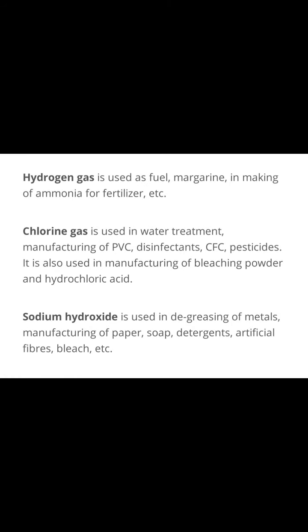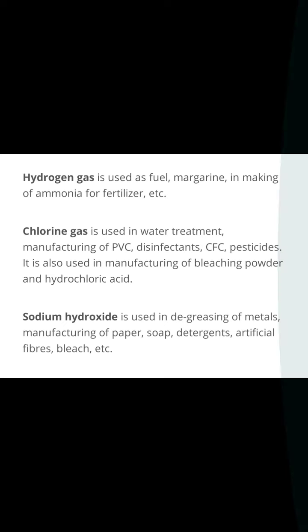Now we'll be talking about these byproducts which are formed in the chlor-alkali process. They'll be used for various important purposes. For example, hydrogen gas is majorly used as a fuel. Chlorine gas is used in water treatment plants and in making of PVCs, CFCs, pesticides, and so on. Sodium hydroxide is used for degreasing of metals and in the manufacturing of paper, soap, detergents, bleaches, fibers, etc.